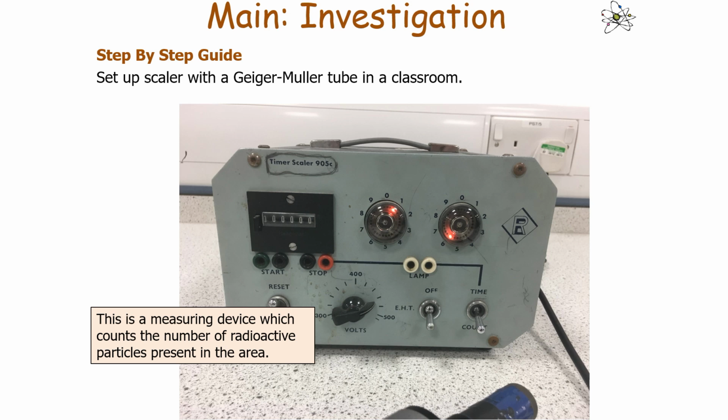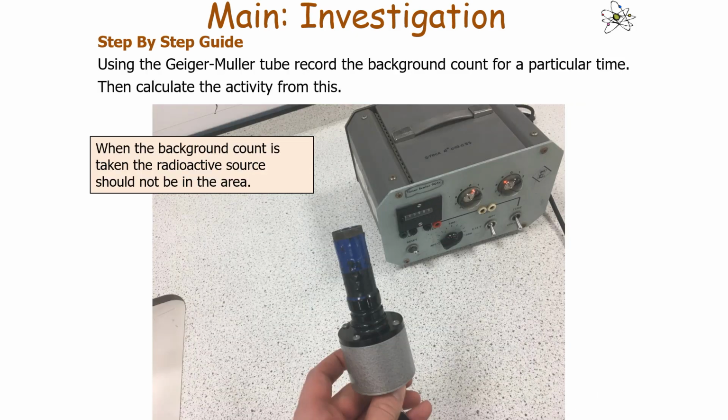The first thing you would need to do is set up a scaler with a Geiger-Müller tube in a classroom. A scaler and Geiger-Müller tube is a measuring device which counts the numbers of radioactive particles or emissions present in an area. Then the first thing you would do is record the background count for a particular time. You can then calculate your activity or count rate from this.